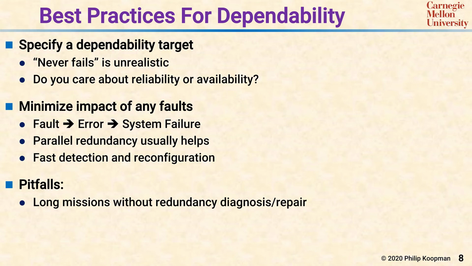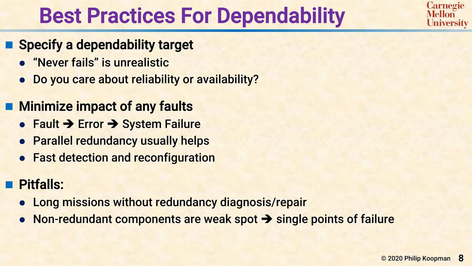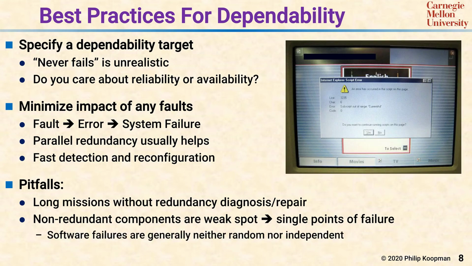When building redundant systems, non-redundant components are a weak spot called single points of failure, because if any particular component is serial rather than parallel, its failure rate will form a reliability bottleneck for the entire system. As part of this, consider software failures. Software failures are neither random nor independent, and in a real sense, software forms a single point of failure for the whole system. That's why software safety is so crucial.